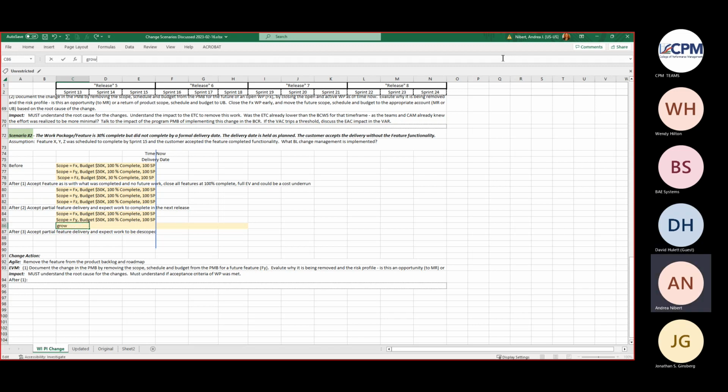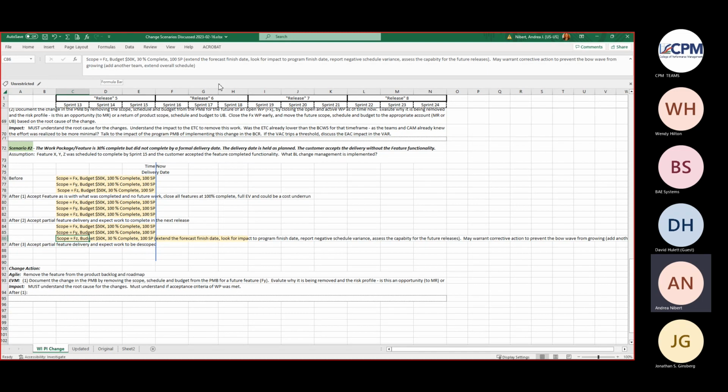So for now, I'm just going to put a note about impacting the bow wave, add another team, extend overall schedule. So, yeah, and this is what I think people are looking for us to document. What do they have to do holistically when they're in this situation, and what are the variations of this situation?